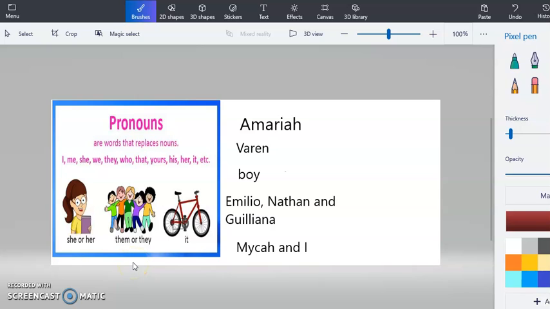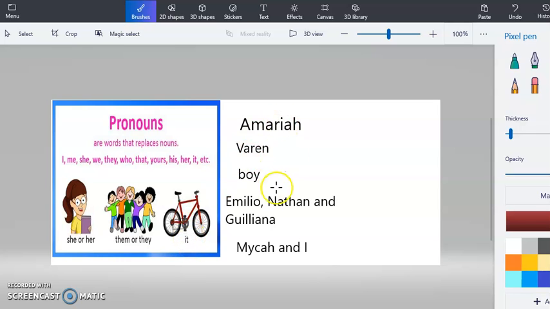So today we're going to continue with pronouns. So what are pronouns? Pronouns replace a noun. They take the place of a noun, right? So pronouns are words like I, me, she, we, they, who, that, yours, his, her, it, and there are many more. Usually for a female, we use pronouns like she or her. When it's more than one, we can use pronouns like them or they. And when it comes to things or animals, we use the pronoun it.